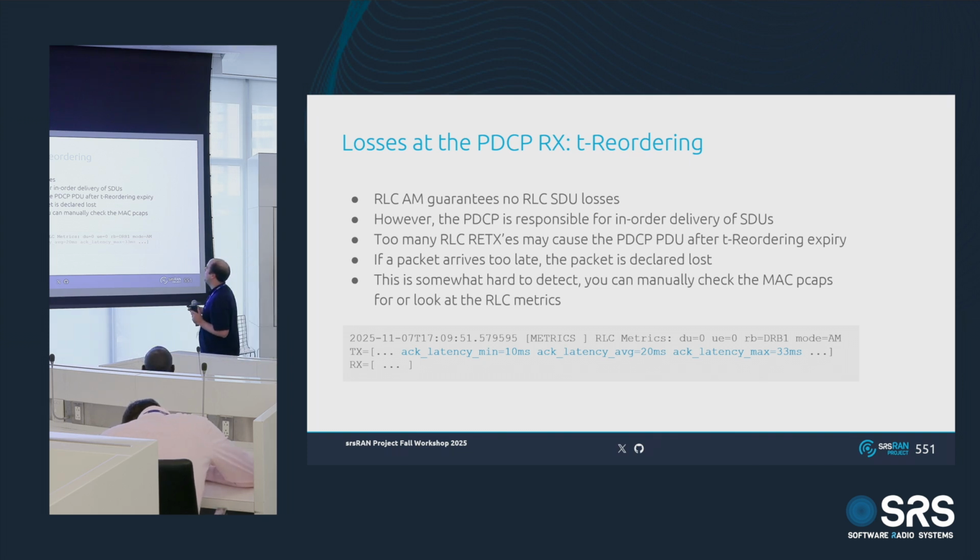But how do you know that? That's kind of hard to know. How much time did it take to arrive on the other side? The best inference that I have is the RLC metrics. You have an ACK latency. So you can know how long it took for a PDU to be ACKed. So you can look at that and see, okay, my ACK latency on the max was 33 milliseconds, but my reordering timer is 100 milliseconds or 200. So it should be good, right? So this shouldn't be a problem. But that's the best that you have to detect these kinds of losses.